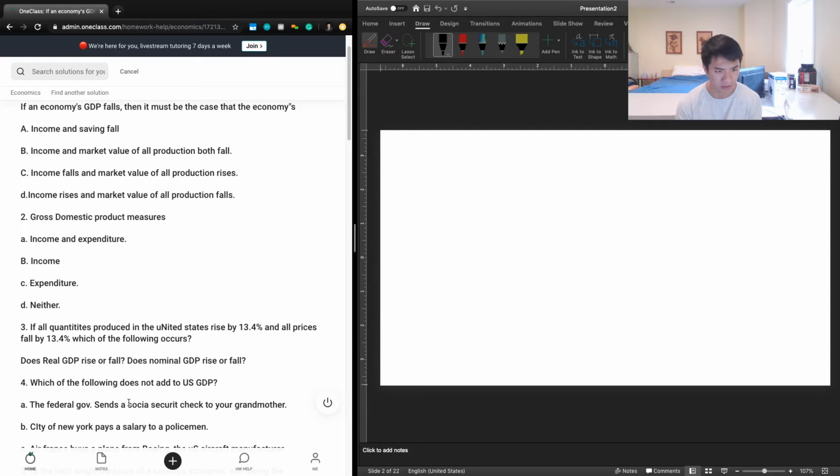But there are also other approaches, like the income approach, which adds up all of the income that the different parties in the United States receive. And while they are seemingly distinct ways to calculate GDP, they always give you the same number, because any expenditure that is made by anybody in the United States is going to be equal to income that another party receives, right?